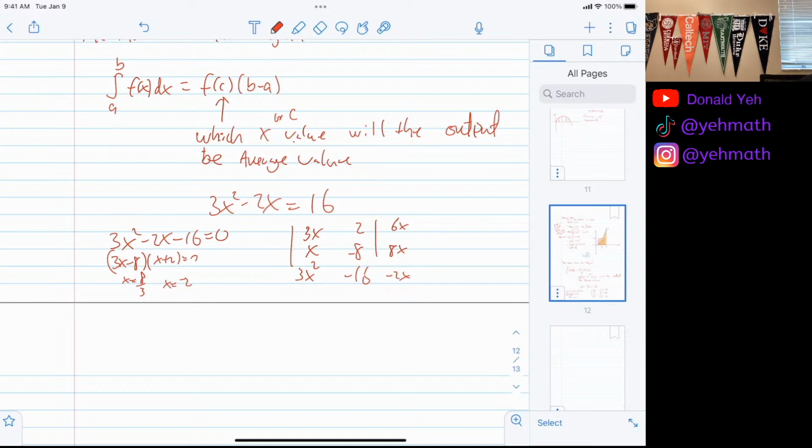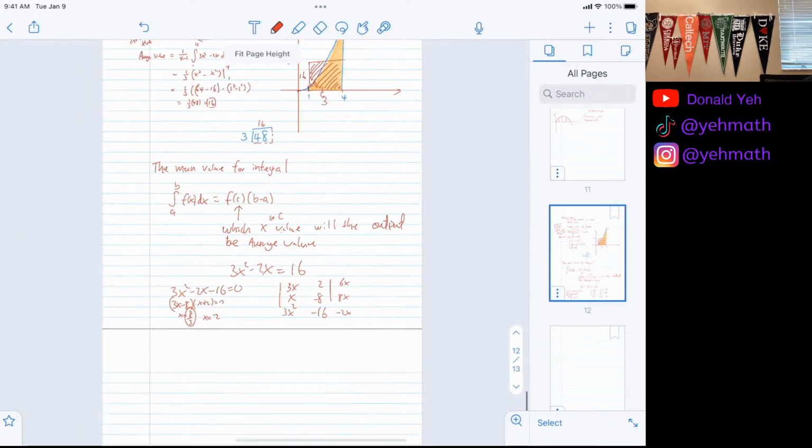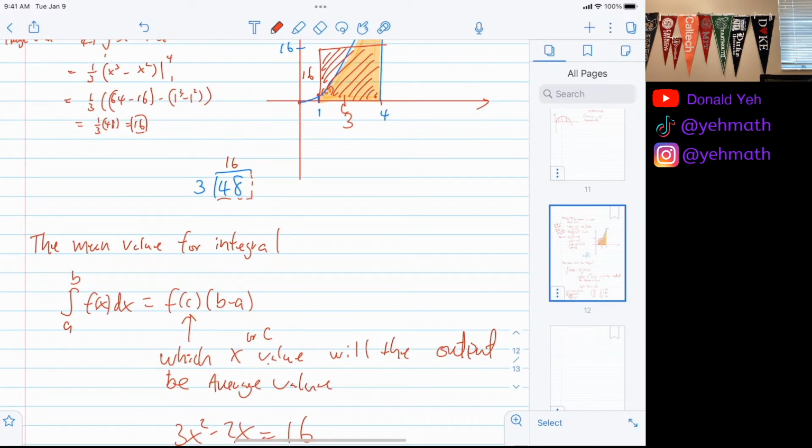So what is the thing? At 8 over 3, this point here, c, it's at 8 over 3. So if you ever want to find the mean value theorem for integral, that's the best way to do it. Now, if you are just finding average value, just 1 over b minus a times the integral of that.